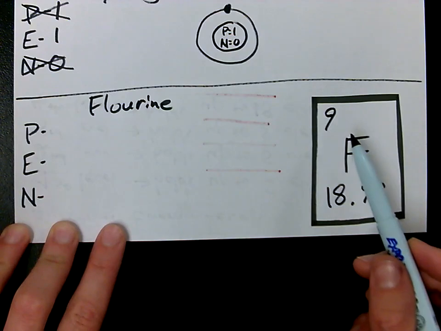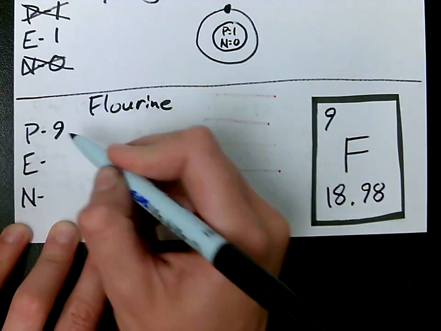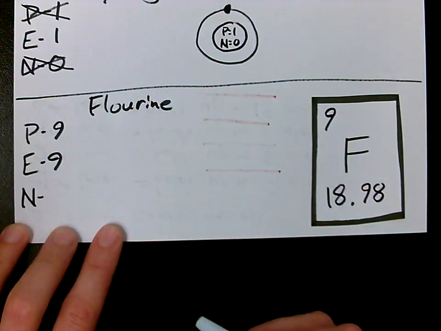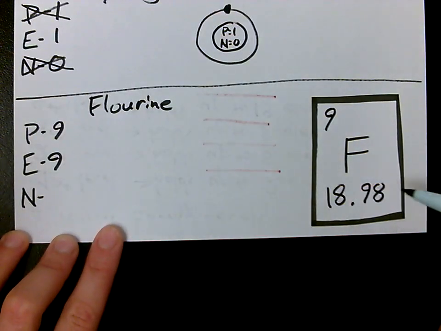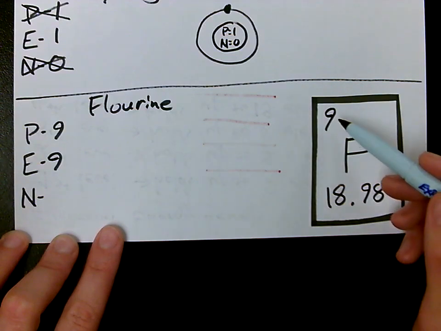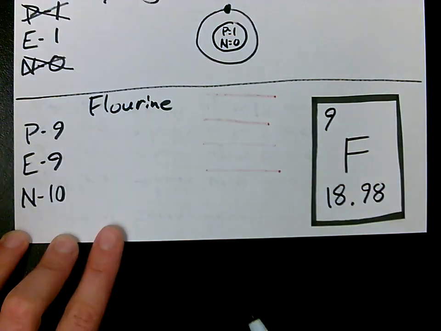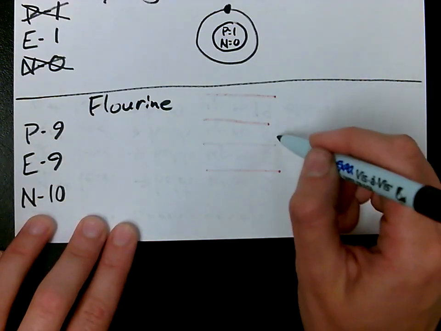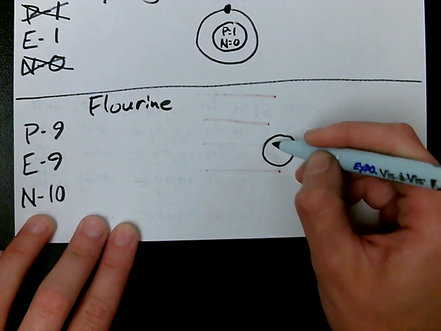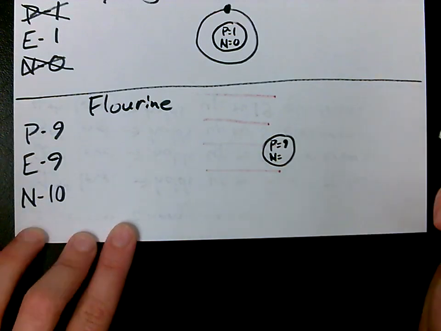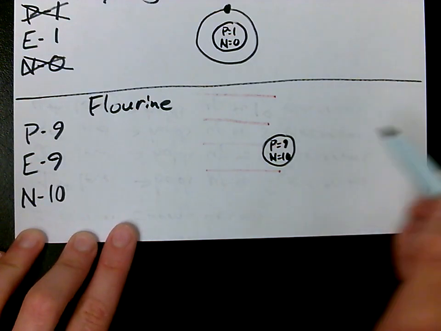We have 9 protons here because fluorine's atomic number is 9. We have 9 electrons as well because these two will always match for us here. 18.98 rounded, we have to round up to 19, and then 19 minus 9 is 10. So we have 10 neutrons. Slide that out of our way. Draw our nucleus. Protons and neutrons are in the nucleus. We have 9 protons and 10 neutrons.